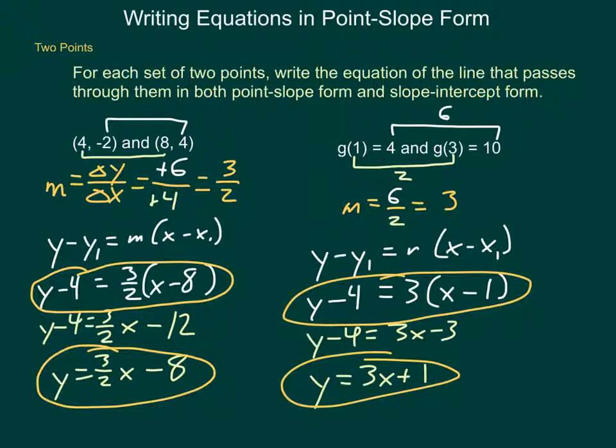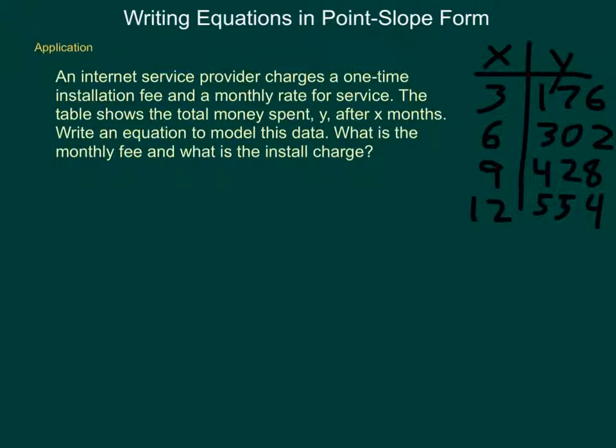Now what would this look like in terms of applying to items in the real world? An internet service provider charges a one-time installation fee and a monthly rate for service. The table shows the total money spent, y, after x months with this company. Write an equation to model the data. Then what is the monthly fee and what is the install charge?